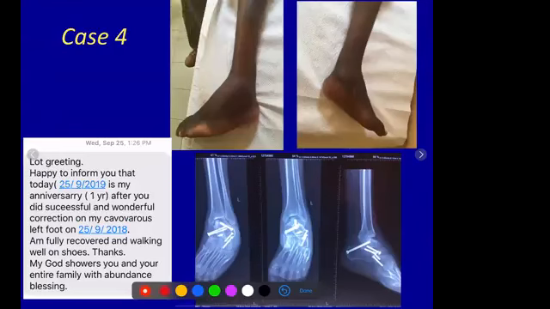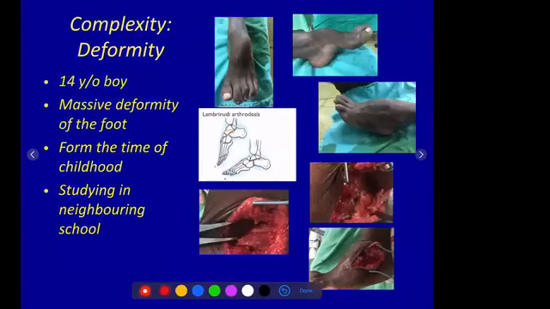And this is a patient. The foot does not look the prettiest in the world, but he sent me this text telling me, happy to inform you that today is my 1-year anniversary after he did successful and wonderful correction of my cavovarus foot deformity, fully recovered, walking well on my shoes. Thanks, and thanks to God. Certainly when I looked at the x-ray, the subtalar joint has fused, the calcaneocuboid joint has fused. I am not sure that the talonavicular joint had fused, but the patient actually was a very happy patient. Some of these patients can be very happy. Some of these deformities can be quite ridiculous or very difficult.